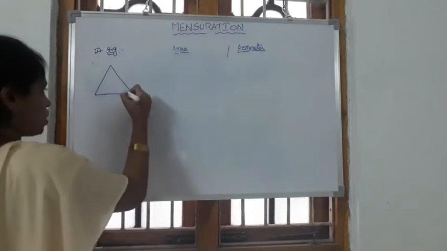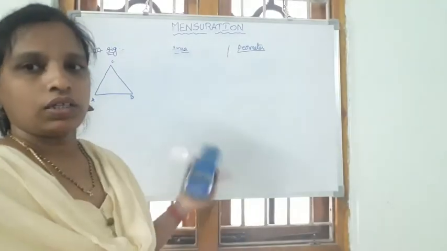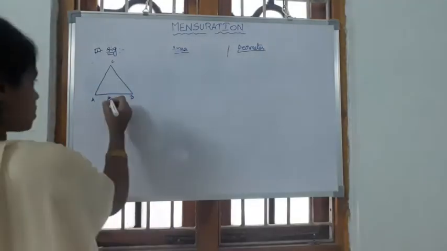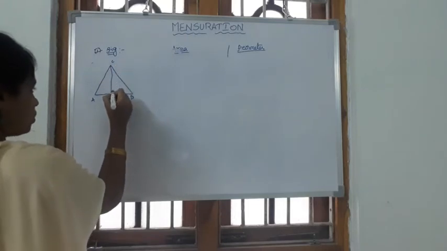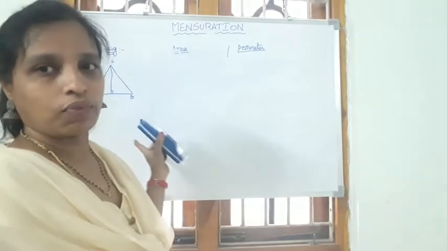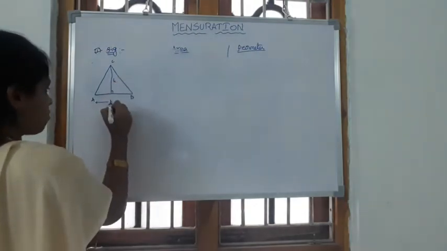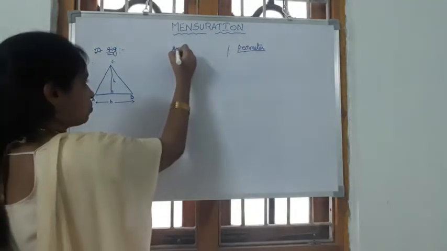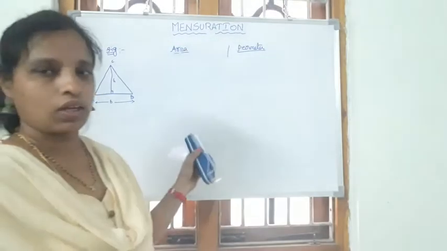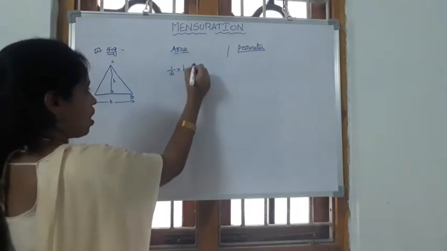This is triangle ABC. This is the base of the triangle and this is the altitude. Altitude is nothing but the height of the triangle. This is height, this is base. So the area of the triangle formula is half into base into height.